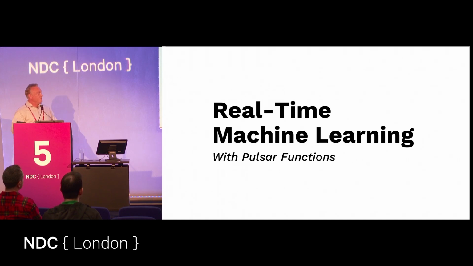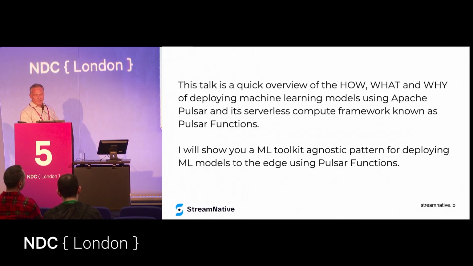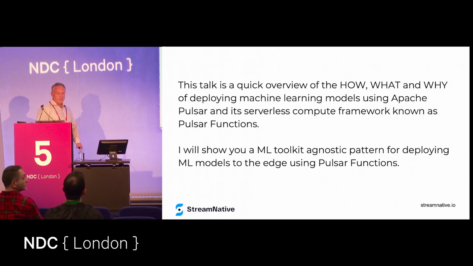I have a lot to talk about. I'm very verbose, so I apologize in advance, but my topic is, again, real-time machine learning with Pulsar Functions. And the goal of this talk, this is what I want you to take away: the goal is to give you a quick overview of the how, what, and why of deploying machine learning models using Apache Pulsar Functions. And a quick, whistle-stop introduction of what Apache Pulsar is, because some of you may not be familiar with that. And then talk a little bit about the serverless compute framework we've written on top, called Pulsar Functions.